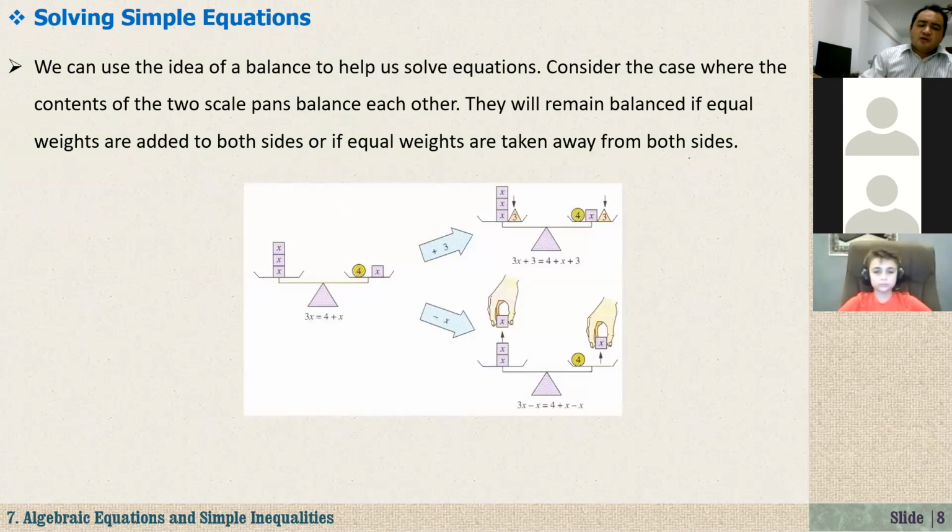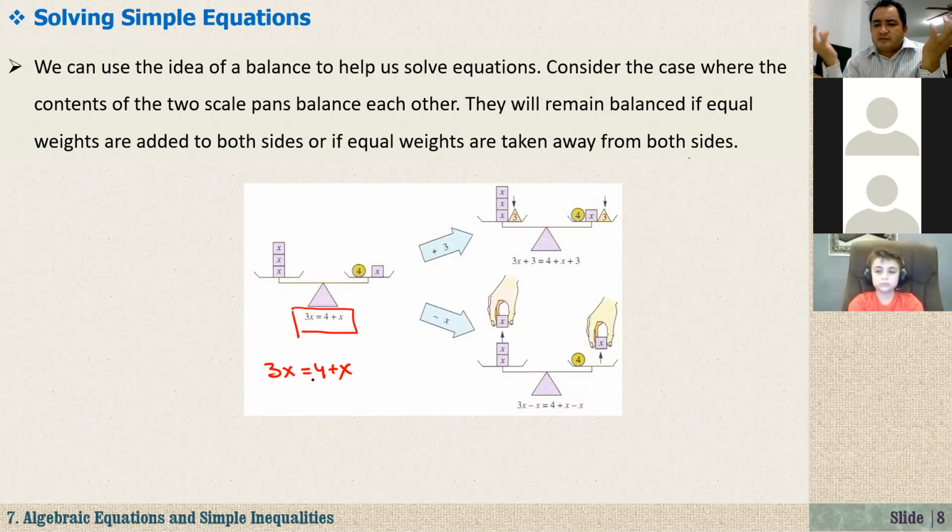Now, again, solving an equation means we are going to use this method. Assume that here we are solving this equation: 3x equals 4 plus x. We can imagine we have a kind of scale. If it is balanced and you put the same weight on both plates, it still remains balanced. It doesn't change.